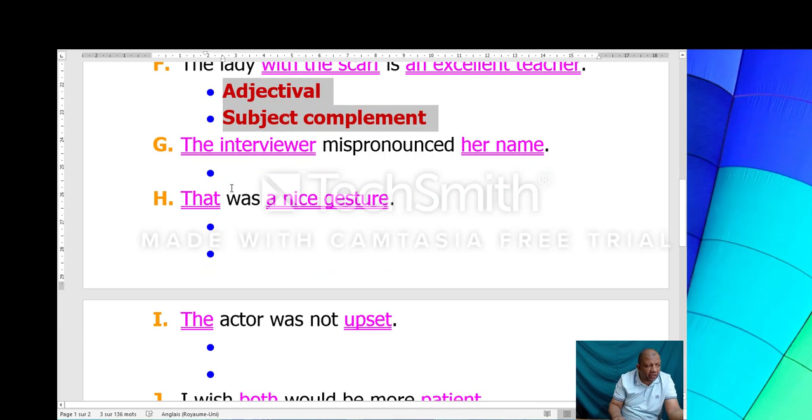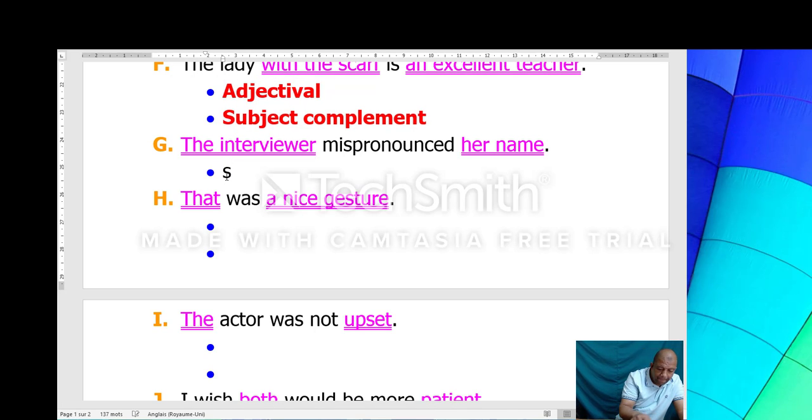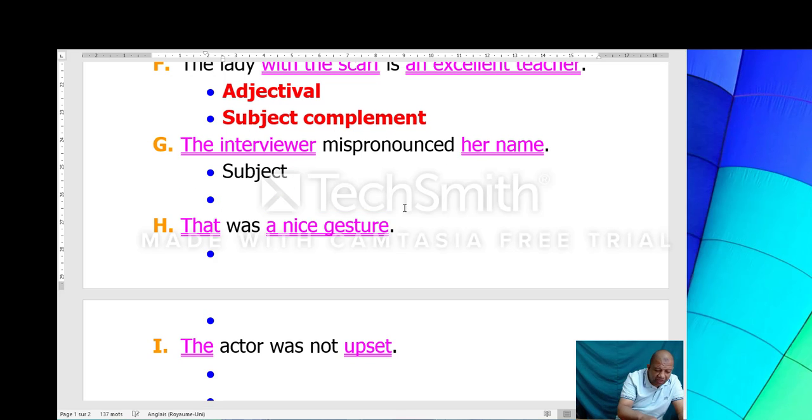The interviewer, it's clear, this is subject. Mispronounce her name. Mispronounce what? Her name. This is a transitive verb, and therefore her name is the complement that completes the sentence. Therefore, her name is direct object.